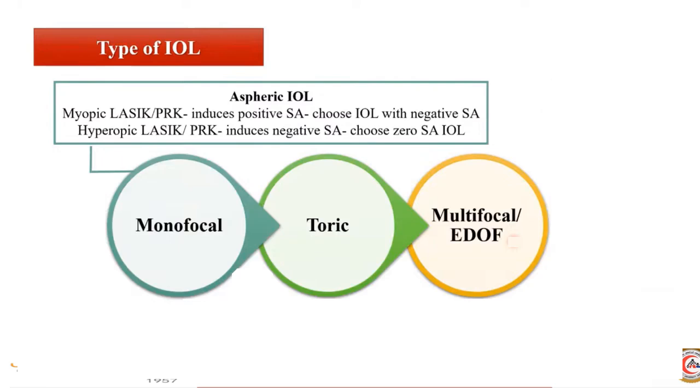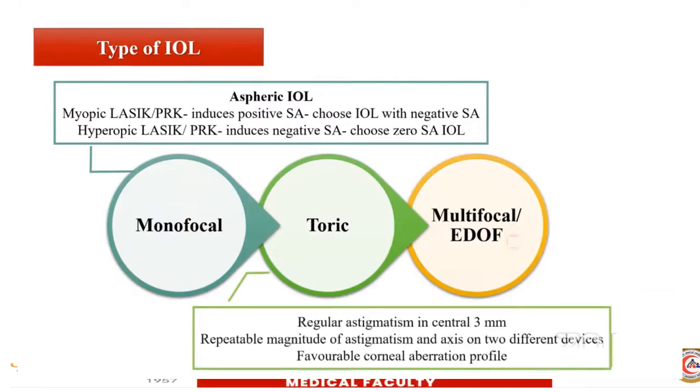Now, as far as toric IOL implantation is concerned, this can be done within very limited or restricted indications, provided that the central 3 millimeter zone of the cornea of that patient has a regular astigmatism over more than 2 measurements with more than 2 machines. So we have to have a stable and regular astigmatism.